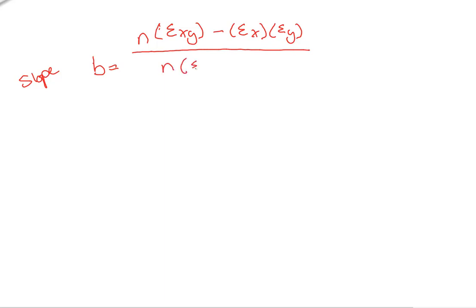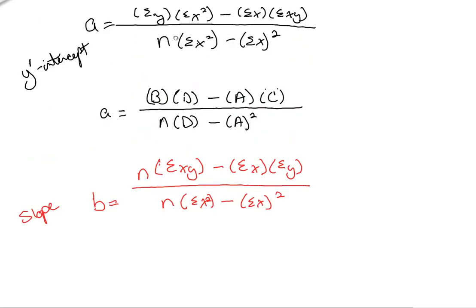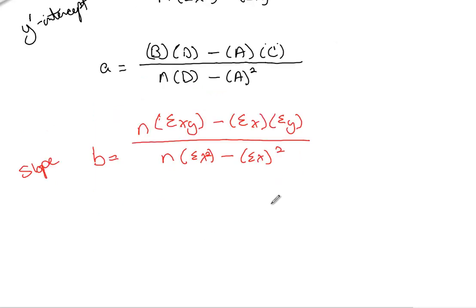So B is going to be equal to n times the sum of x times y minus the sum of x times the sum of y, divided by n times the sum of the x values squared minus the sum of the x's, and that value squared. Okay. The denominators in A and B are the exact same. So this denominator and this denominator are the exact same.